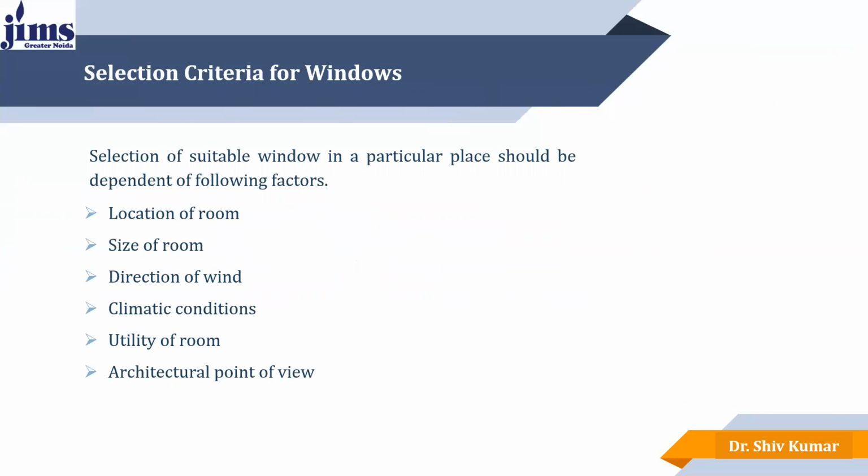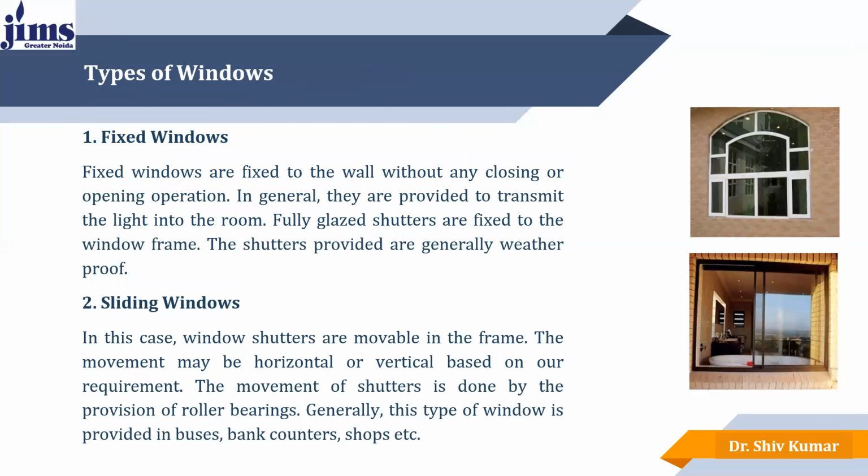So let's talk about the selection criteria for the windows. The selection of suitable windows is particularly based on the location of the room, size of the room, climatic condition, direction of the wind, utility of the room, and our architectural point of view. So these are the basic criteria. On this basis, we select the windows. Now we talk about the types of windows.